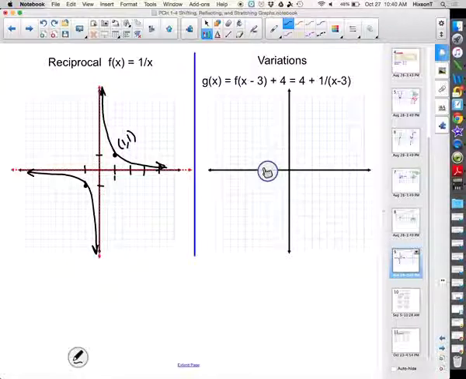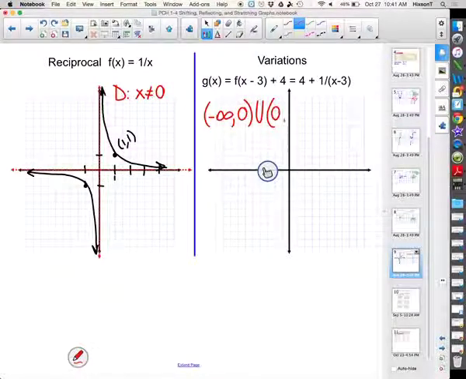For your domain, just put x does not equal 0. If we were doing an interval, you'd have to do negative infinity up to 0, union 0 to positive infinity. But that's a whole lot easier.